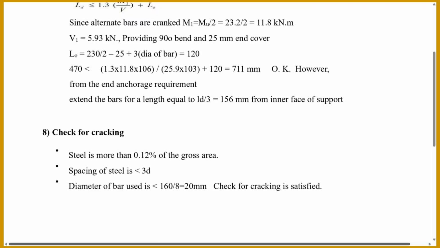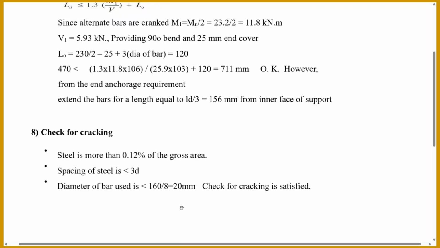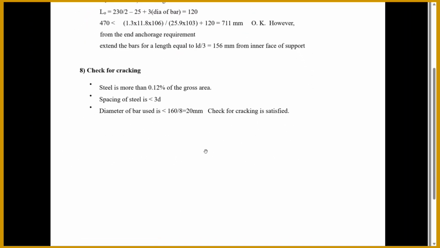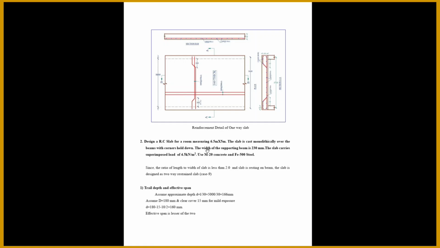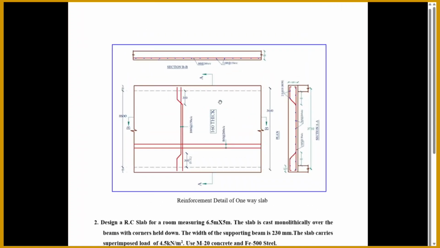Also we will show the check for the cracking. The steel is more than 0.12 percent of the cross area, and the spacing of the steel is also less than 3d, and the distribution bar is also used. 160 divided by 8, 20 mm diameter bar is checked. Crank is also satisfied. As this is the detailing part, we will see it now.